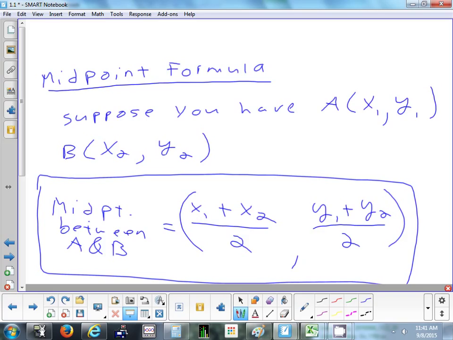What do you call this thing? Parentheses, 2 numbers, comma. Yeah, it's a coordinate, an ordered pair. Yep. So it's a location on a coordinate plane.